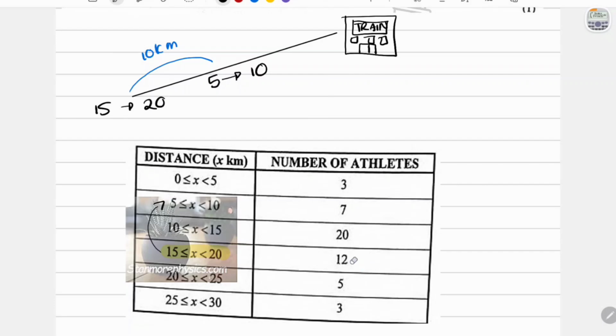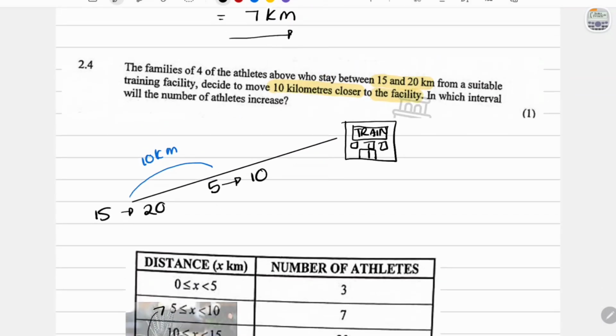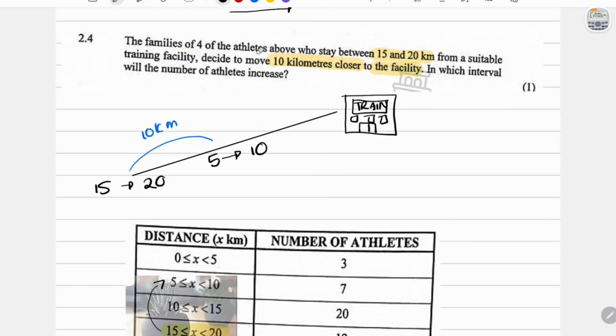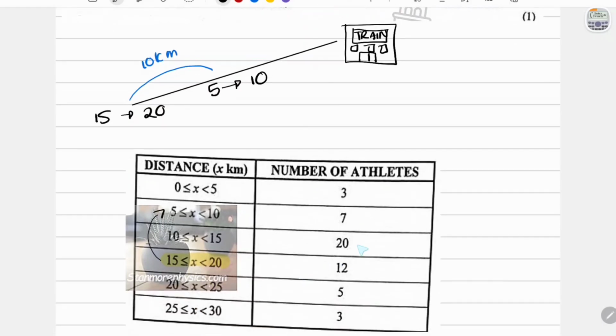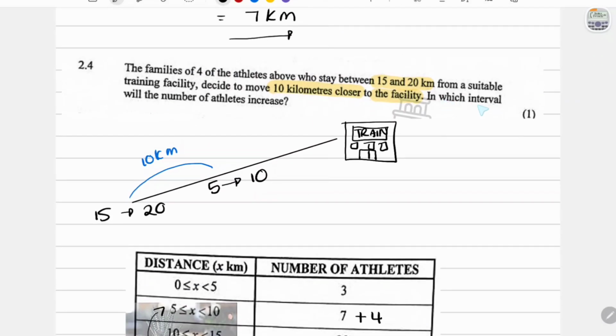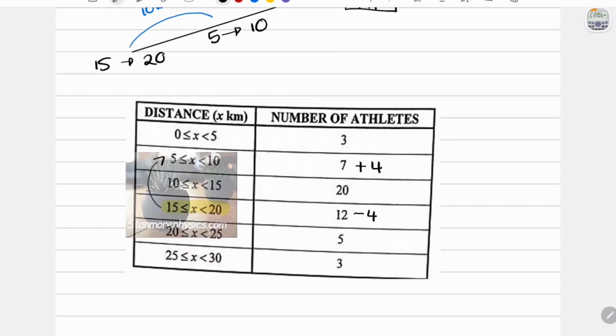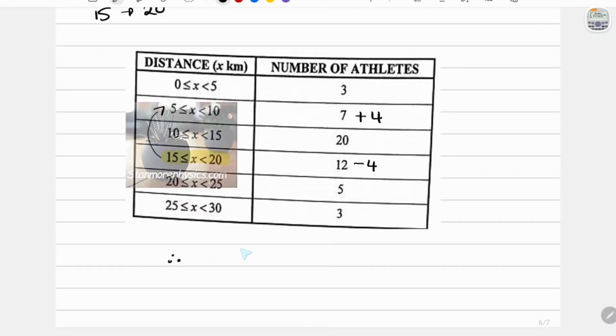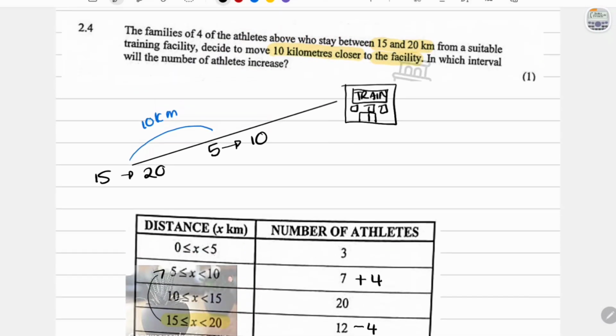Okay, so what happens with the people then? It means that the 4 athletes who are moving from this place are coming out of this class. So we will have 4 athletes leave here, minus 4, and 4 athletes would go here. So at least now we know the class. That's actually what they asked for. They asked in which interval will the number of athletes increase, and that would be this interval over here, which is x is greater than or equal to 5, but less than 10. Okay, so that is the answer for that question.